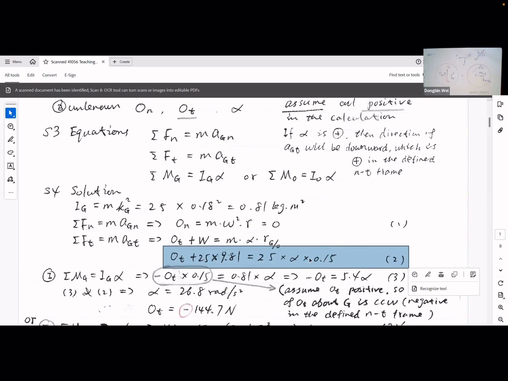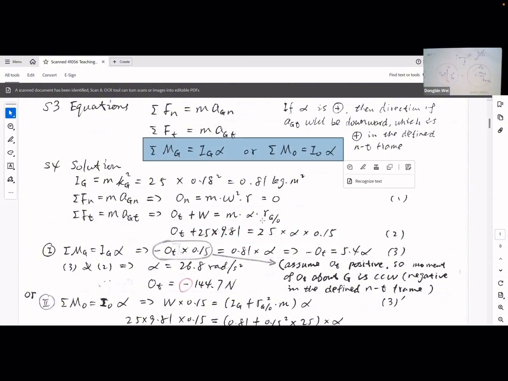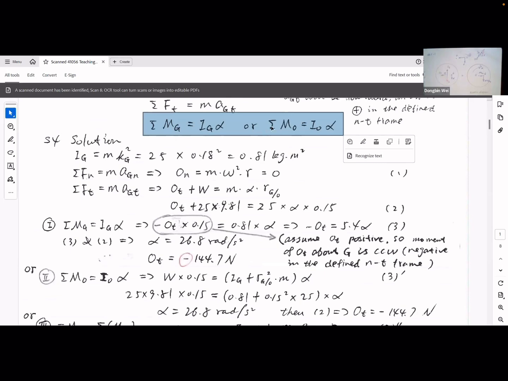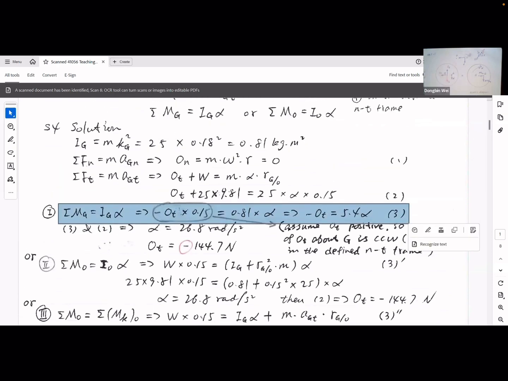Now we have OT and alpha, two unknown parameters. And now we will need the third equation for our calculation. This is the third equation from this rotation component. We can use point G, we can use point O for our calculation, and in this one here, I provided all the different solutions. First one is to use point G for the calculation. Using point G for the calculation, what can you see?